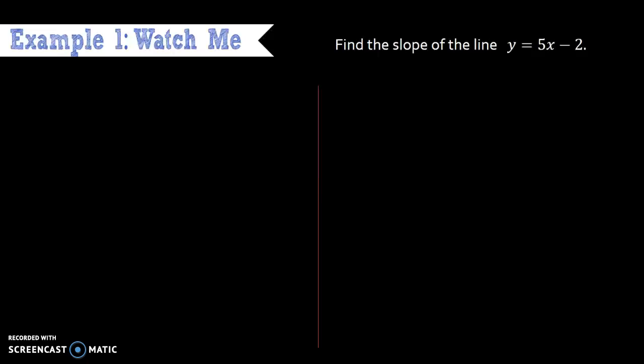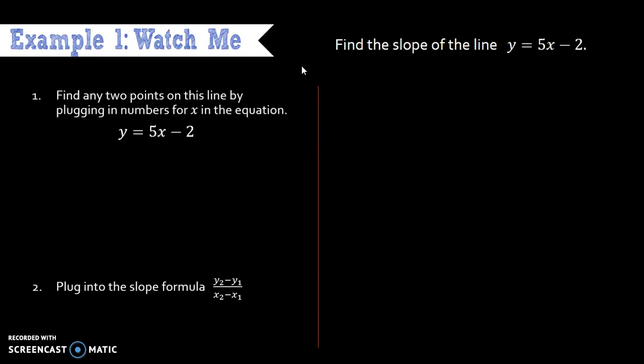Let's do an example. Find the slope of the line y equals 5x minus 2. If you're familiar with slope-intercept form, you already know the slope just by looking at the equation, but let's go ahead and calculate it out the long way just to make sure we truly understand the definition of slope. Here are the steps. We're going to find any 2 points on the line by plugging in any numbers that we want for x and getting the y values as our answer. I'm choosing to plug in x equals 1, and I get 3 as my answer. That means the point (1, 3) is on my line.